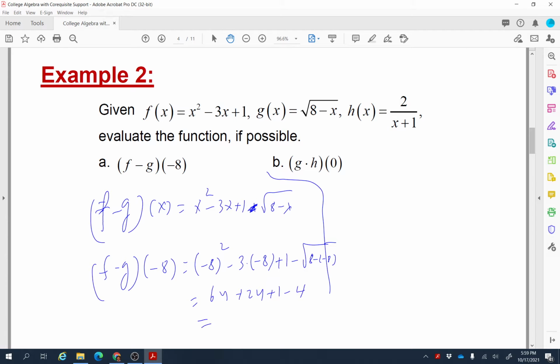So eventually this is 64 plus 24 plus 1 minus 4 is 85. Okay, we can do the same thing here. This is actually multiplication of these two functions and then replacing x by 0. So this is eventually 8 minus 0 times 2 over 0 plus 1, which is square root of 8, this is 2 times square root of 2. It's 2 over 1. So eventually 2 times 2 is 4 times square root of 2.